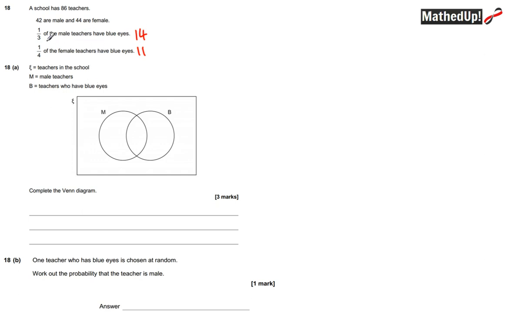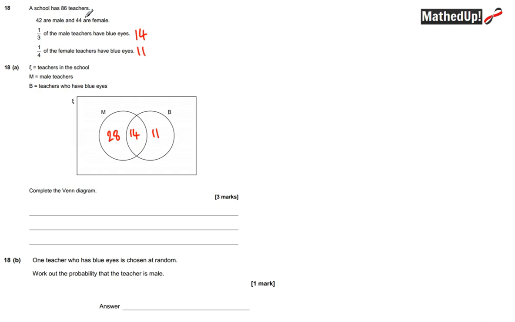So we can now start filling this in, because if we know that there's 14 male teachers that have blue eyes, our intersection here, the middle region, that's going to be male and blue eyes, so that must be 14. So 11 of the female teachers have blue eyes, so the rest of this must be 11. And there are 25 teachers with blue eyes in total, so that would be 25. Okay, and we also know if 14 of the male teachers have blue eyes, the rest of the male teachers don't have blue eyes, so they can go in there. So 1/3 was 14, 2/3 is going to be 28, so 28 is going to go in there, and that gives us a total of 42 male teachers. It's all good so far.